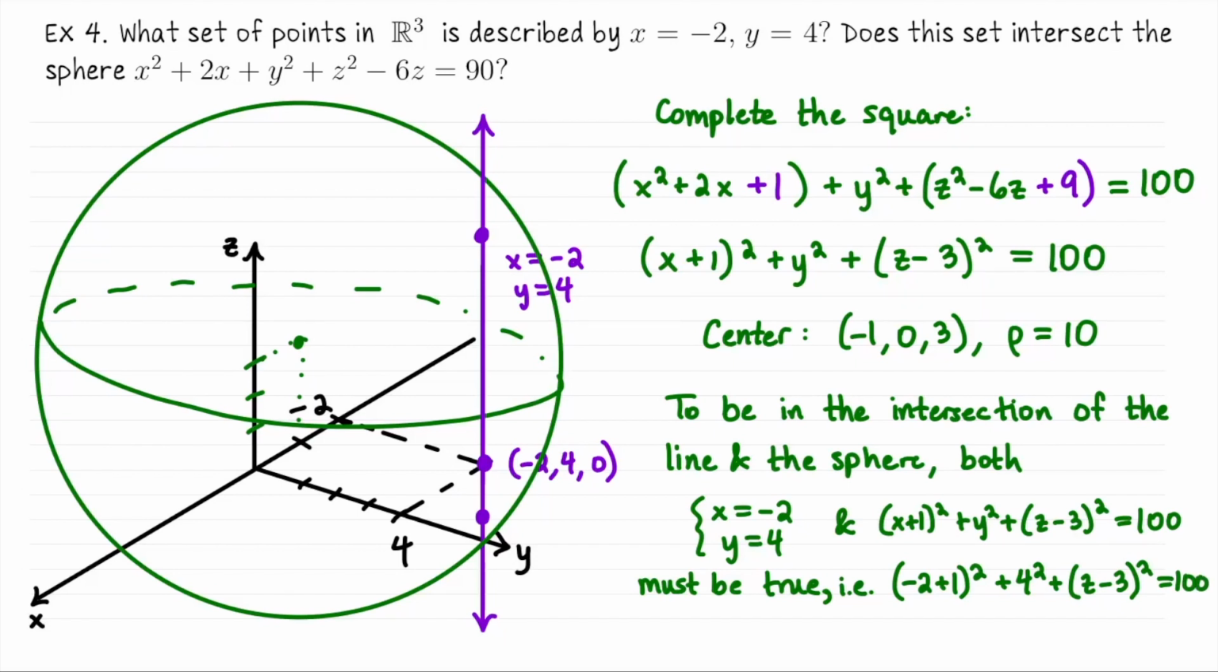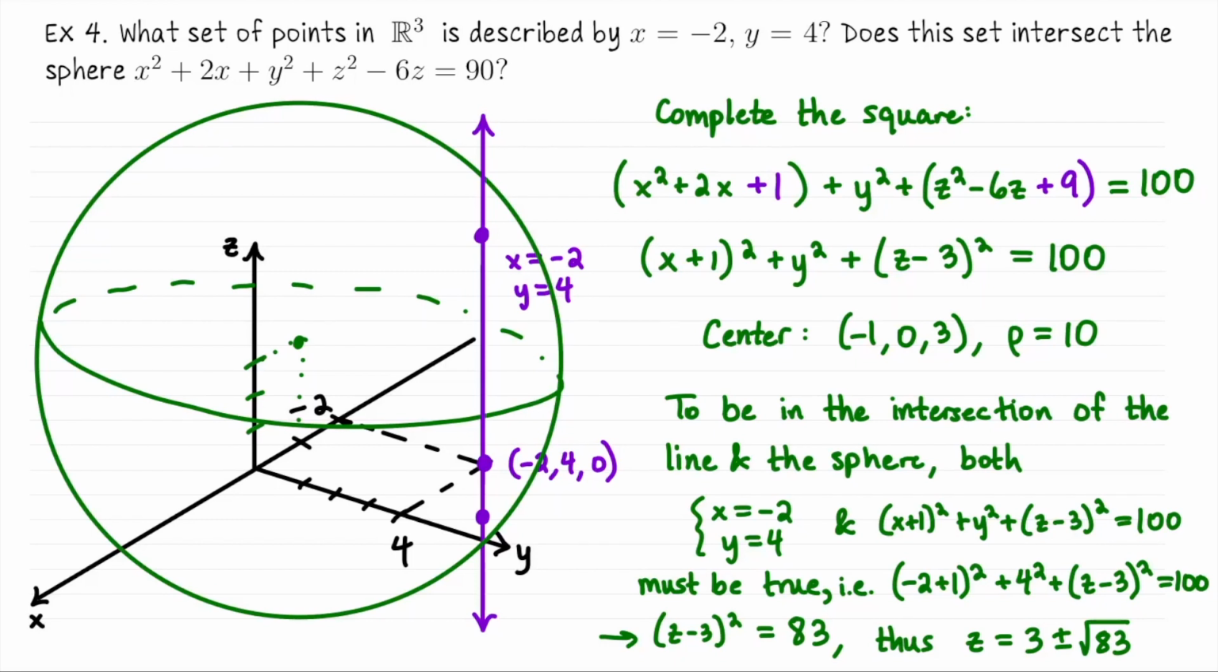Sorry to be running out of room here, but let me see if I can squeeze this on the last line. -2 plus 1 is -1, so squared is 1, plus 4 squared, 16, is 17. So we have (z minus 3) squared equals 100 minus 17, so 83. Thus, I can solve for z now. I don't actually want to FOIL out that left-hand side. I'd like to leave it in squared form because I can take the square root of both sides and end up with z equals 3 plus or minus the square root of 83.